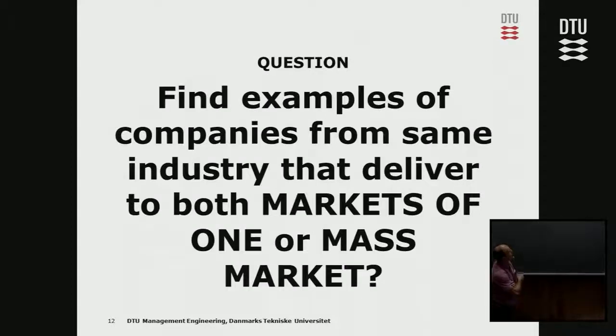Could you come up with an example of companies from the same industry that delivers both to markets of one and mass markets? That means the super highly customized products for an individual buyer and for the mass market.